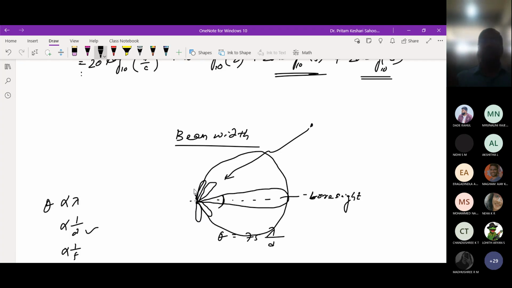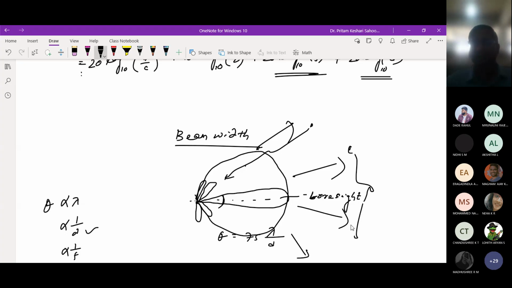Larger beam width means the antenna can transmit in this direction, this direction, this direction. Wherever the location of the satellite is, here or here or wherever, the antenna can transmit. Because the antenna located at the ground station, you cannot rotate it. Your satellite is moving in this way, so you cannot rotate.